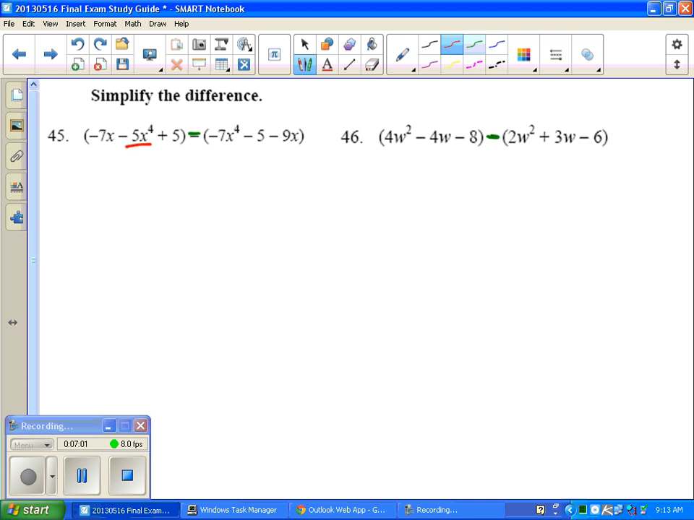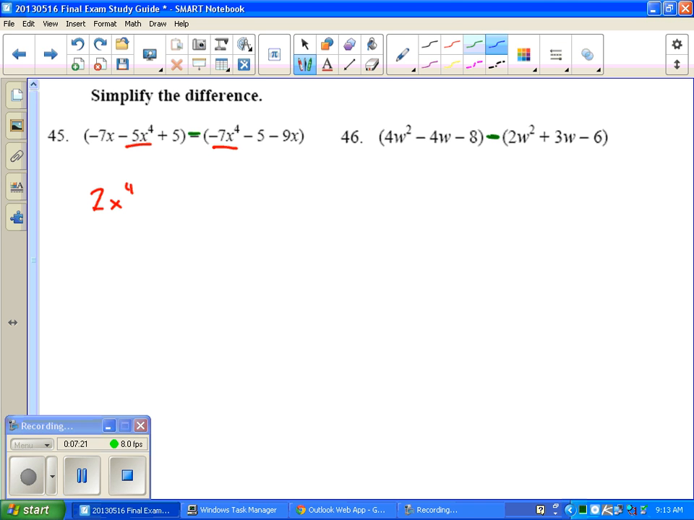So negative 5x to the fourth. It says minus negative 7x to the fourth. Remember, minus a negative means plus. So negative 5 plus 7 is 2x to the fourth. Then you want to go with your next highest exponent value.